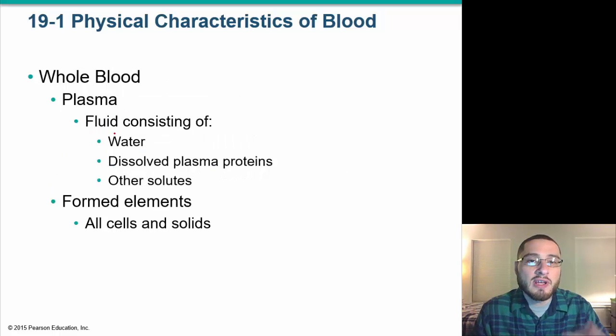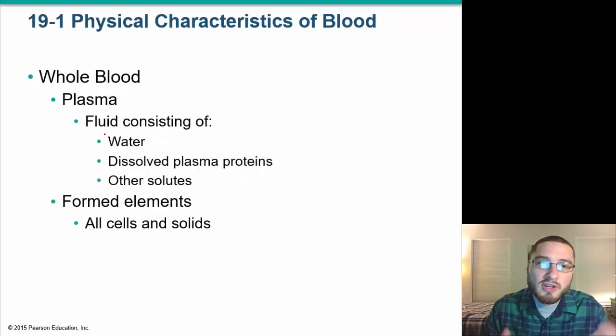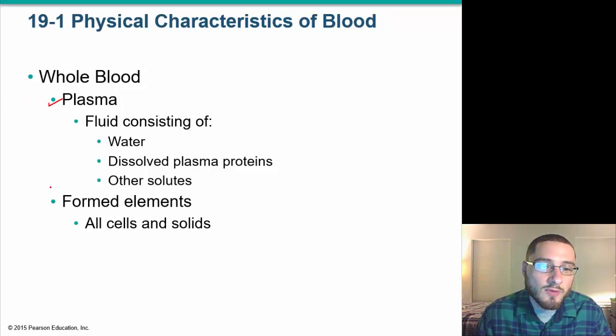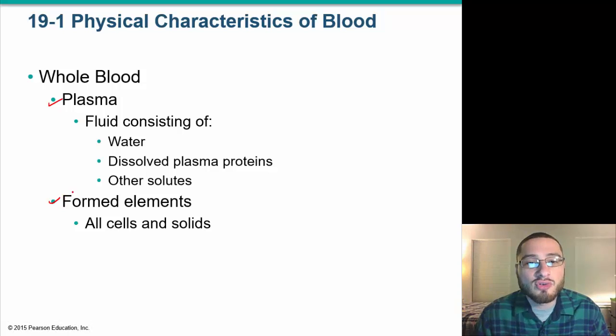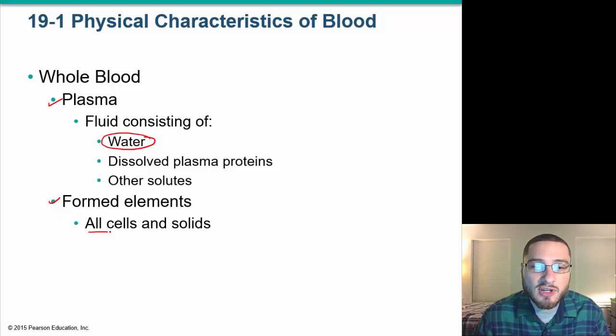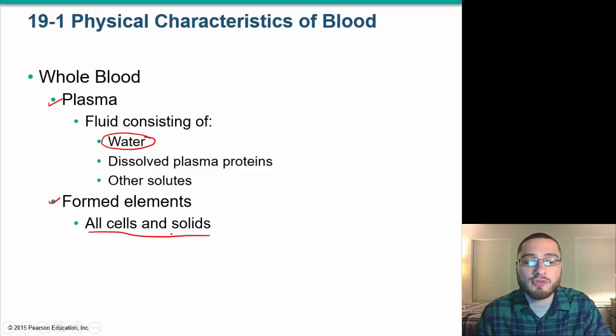So we have whole blood. That is when we're talking about blood as a whole, it consists of plasma and formed elements. In the plasma, you're going to have water, dissolved plasma proteins, and other solutes. So we typically think about plasma as being basically water. But within that plasma, we have formed elements, which are the cells that we talk about: our platelets, our white blood cells, our red blood cells.